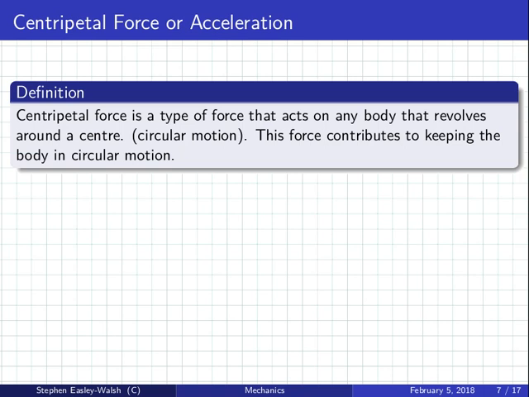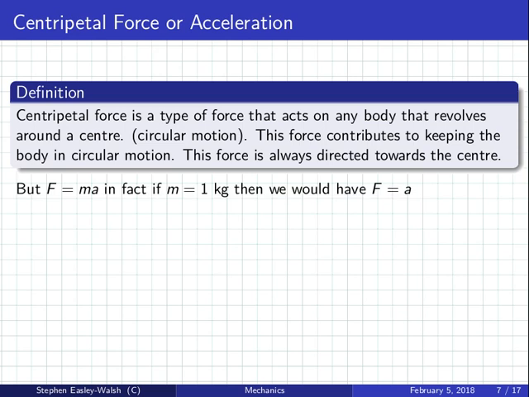And of course, obviously, it's directed towards the centre. So, F equals ma. Imagine that m was 1 kilogram. So then we can have F equals a.